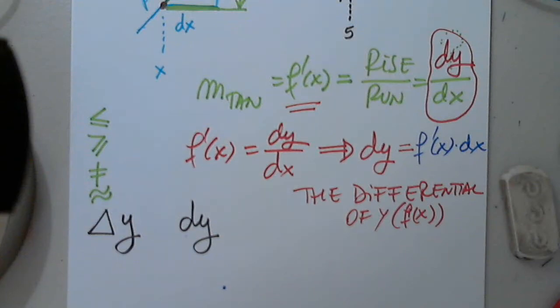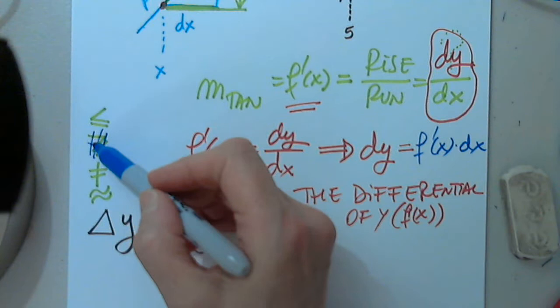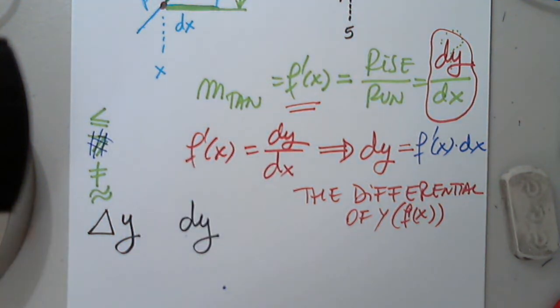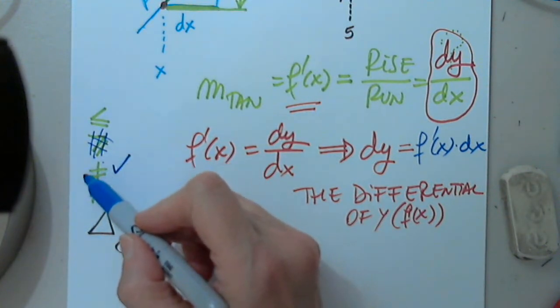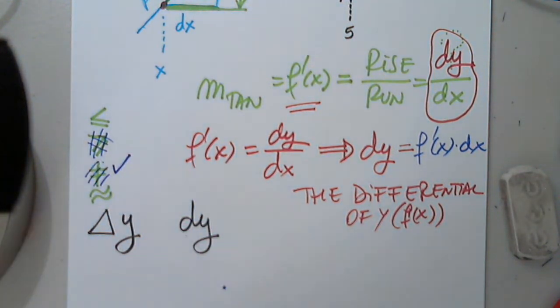Is delta y greater than or equal to dy? We don't know. Are they not equal to each other? That is correct, but I don't want to use it. There is another one that is better. But you are correct. They cannot be the same for sure. Absolutely, no question.